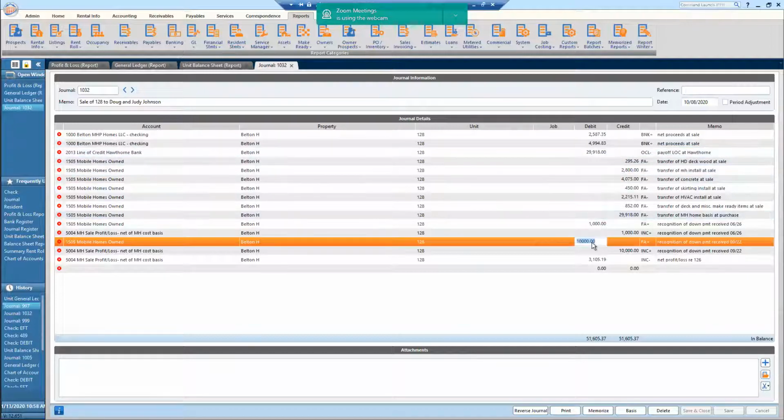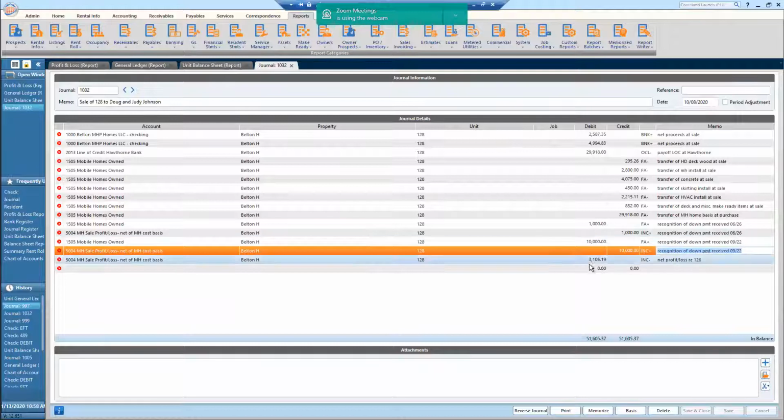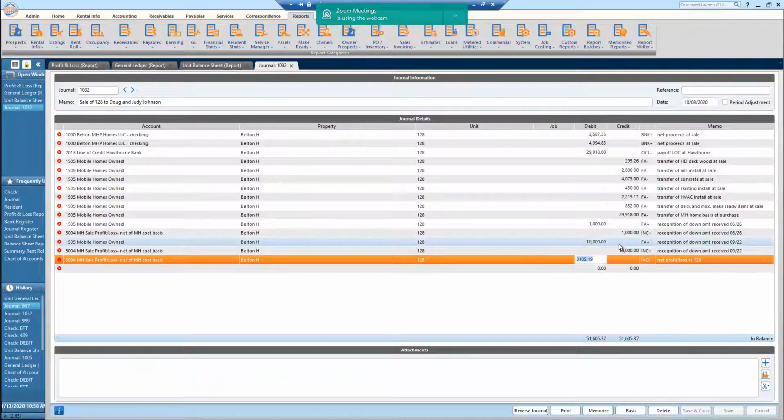There's the down payment. So on this one, we are doing the same thing. We recognize the down payment. It's a debit, mobile homes owned. We're giving away. This is all profit at this point. At that point, recognize 10,000, but then we get to the delta here, 3,105, and we back into that number. So this is the true profit on that home. 3,105. We back into that by adding up all the rest of it.